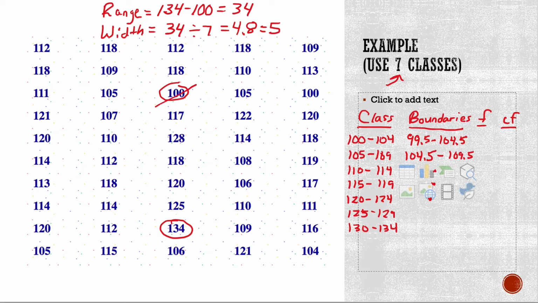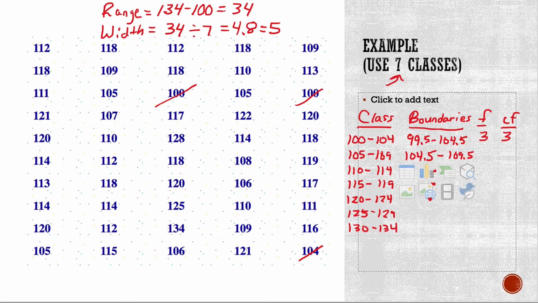All right, so there's 1, 2, 3. Unless I've missed one, I'm seeing 3 values between 100 and 104. And so I'm going to put a 3 in the frequency column, also a 3 in the cumulative frequency. Remember that we always do the same number on the top row.